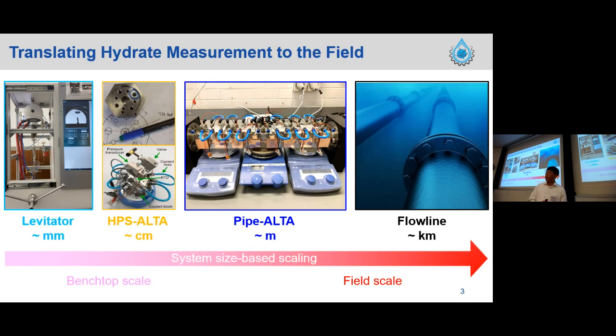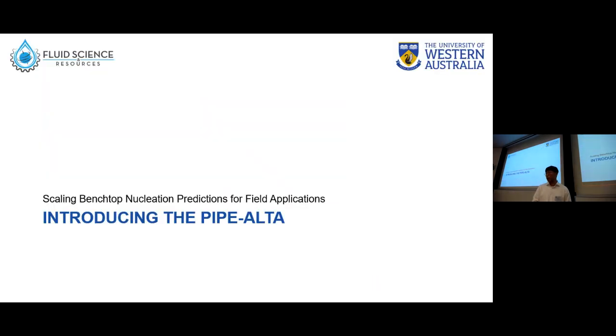So here is where our pipe alpha system comes in. Hopefully this apparatus can serve as a bridge to connect the benchtop scale to full scale. So now I'll briefly introduce our pipe alpha system.